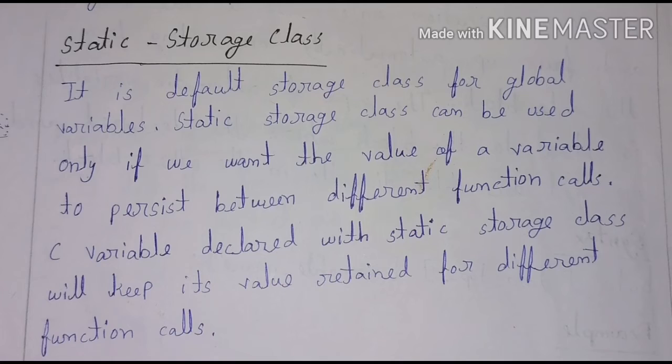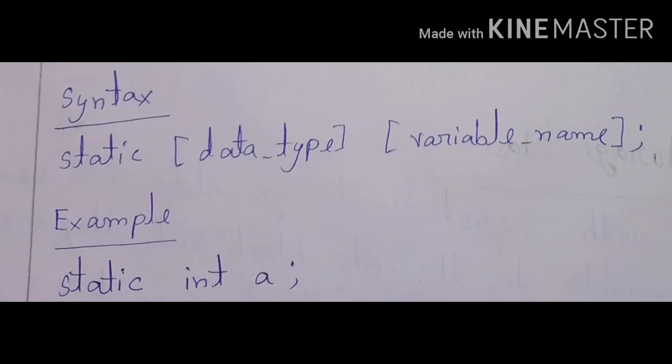What is static storage class? It is the default storage class for global variables. Static storage class can be used if we want the value of a variable to persist between different function calls. A C variable declared with static storage class will keep its value retained for different function calls. Syntax for static storage class is static, then data type, then variable name, semicolon. Here is an example: static int a, semicolon.